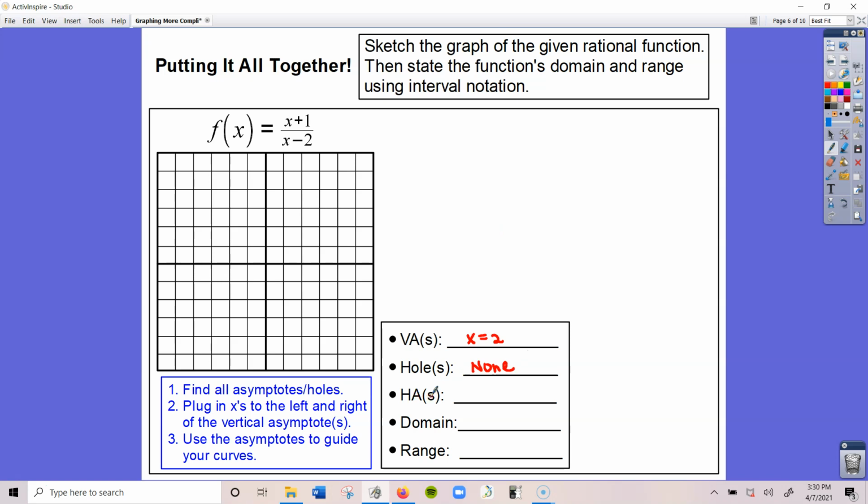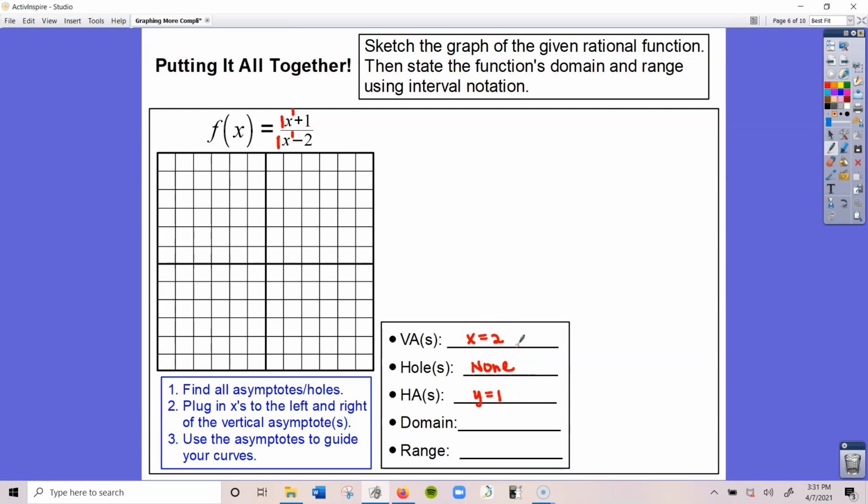To figure out the horizontal asymptote, we compare the degree of the numerator with the degree of the denominator. Here the exponent is 1, and here as well. Since both have an exponent of 1, we would divide the coefficients that are attached to the x's. Even though we don't actually see any coefficients, there's like an invisible one here and here. 1 divided by 1 is 1. So we have a horizontal asymptote at y is equal to 1.